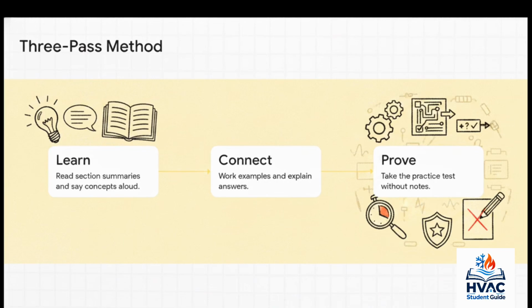So how do we actually lock this in? The sources recommend what they call the highly effective 3-pass study method. First, you learn. You read the concepts and physically speak them out loud. Second, you connect. Work through examples and actually explain to yourself why an answer makes sense. And finally, you prove it by testing yourself without any notes. Keep this active learning cycle in the back of your mind as we go through the concepts today.